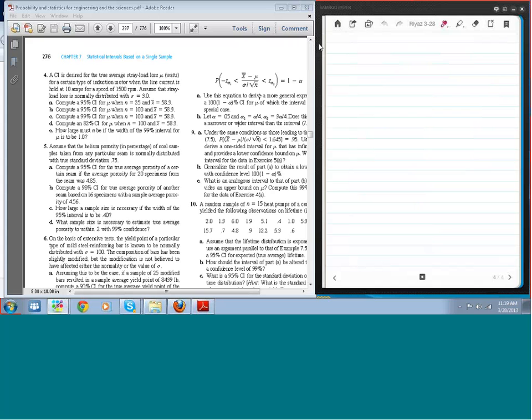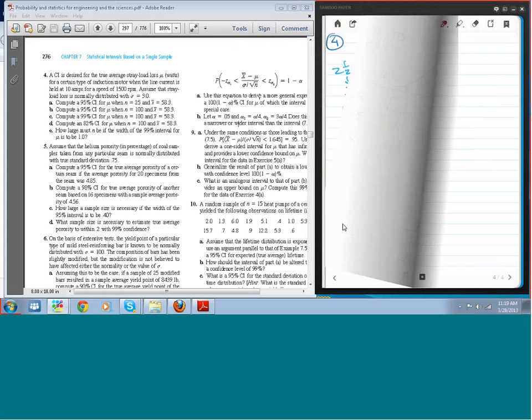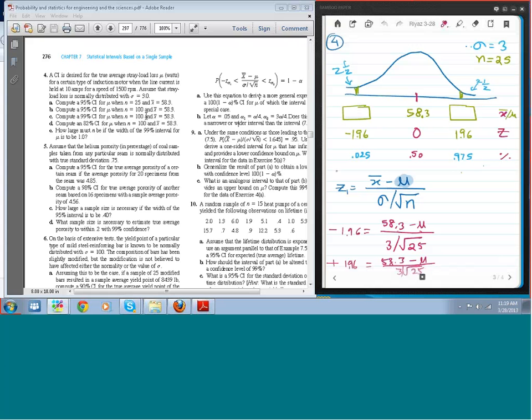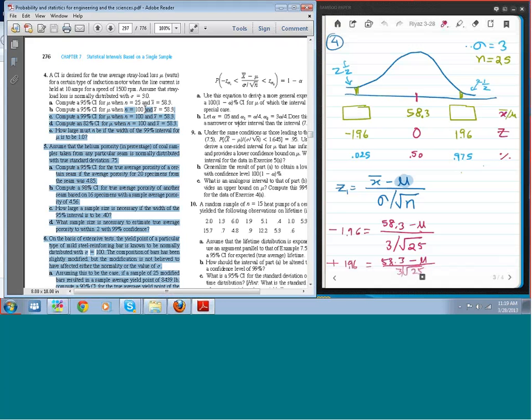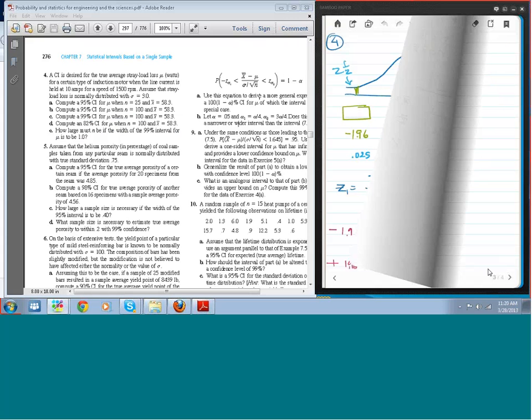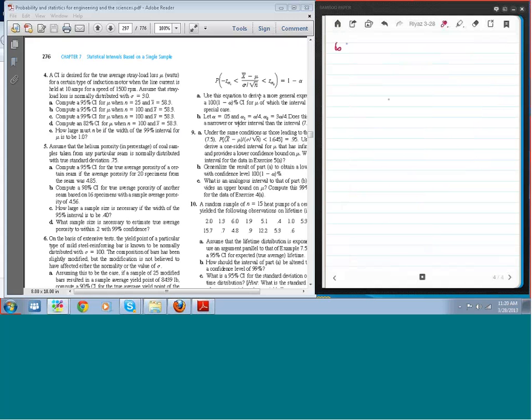All right. B, you do the same thing except you'd use 100 instead of 25. Okay? Everything else is the same. B, change n to 100. Okay, that's it. Everything else is the same.